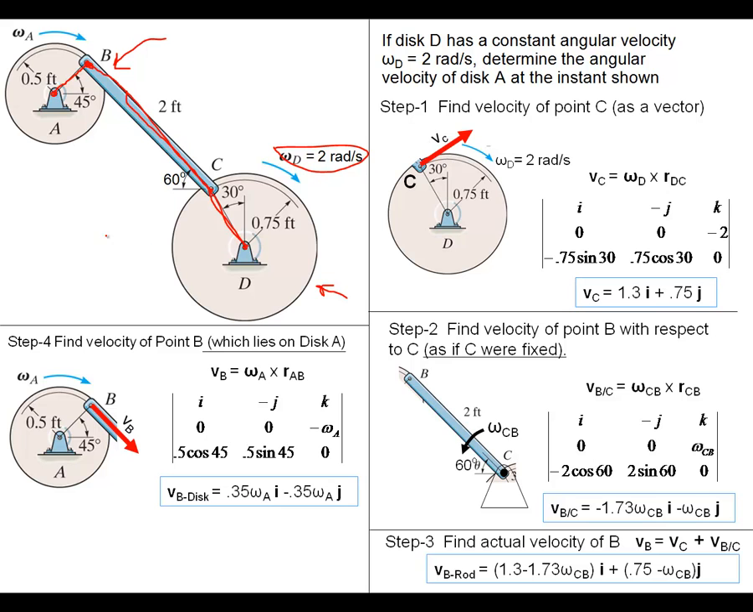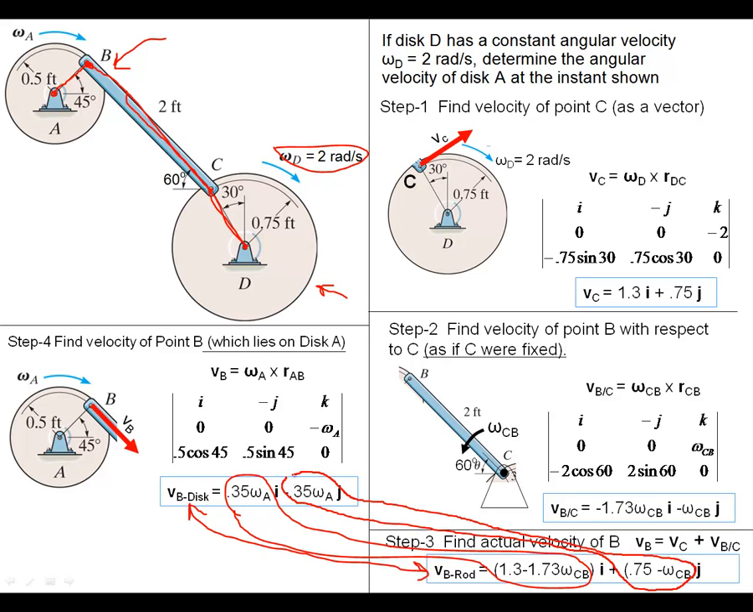Now if we look here, we have the velocity of point B on the disk and the velocity of point B on the rod. And we know that those two are the same point. So we could set those vectors equal to each other. What we're going to do is set the i component equal to this i component, and we will set the j component equal to this j component. And if we set both of those components equal, now we have two equations, and we have two unknowns, the omega A and the omega CB.